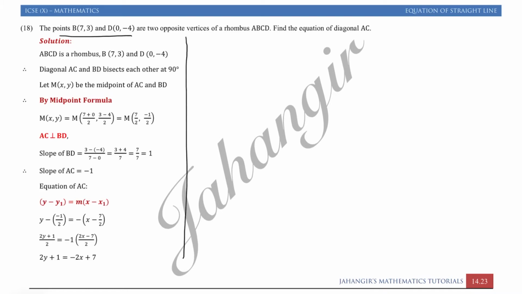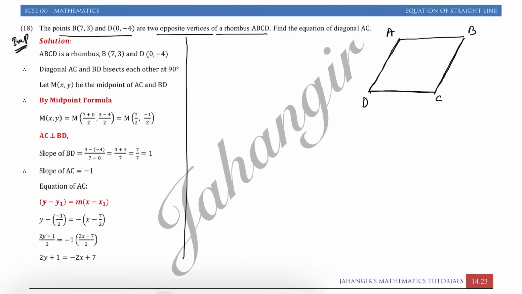The points B and D are opposite vertices of a rhombus ABCD. This question is an important question which you may get in exam. A, B, C, D. Let's draw the diagonals. The property of a rhombus is that the diagonals bisect each other at 90 degrees. The two diagonals are unequal but they bisect each other at 90 degrees.